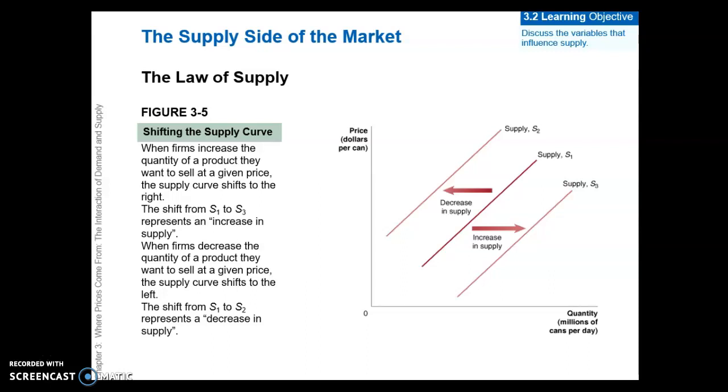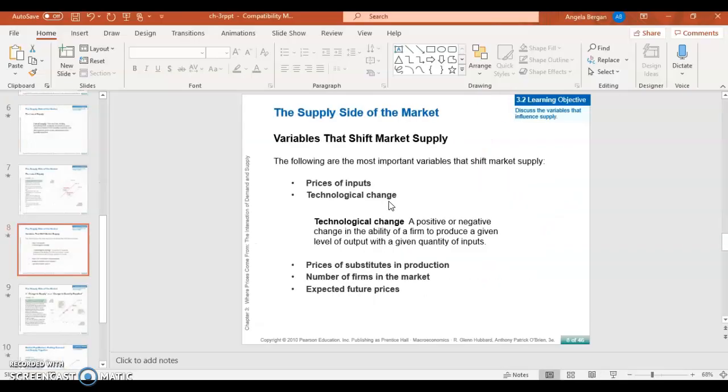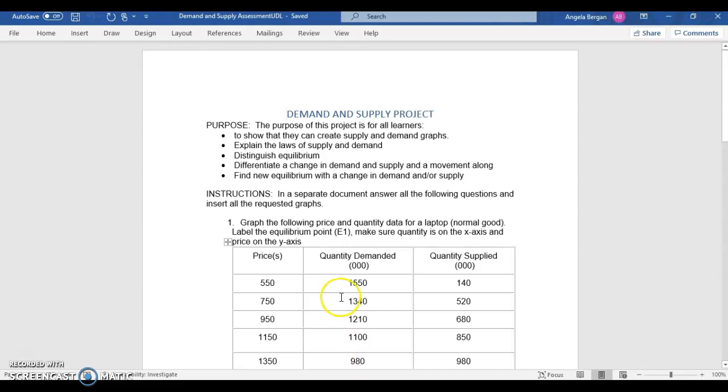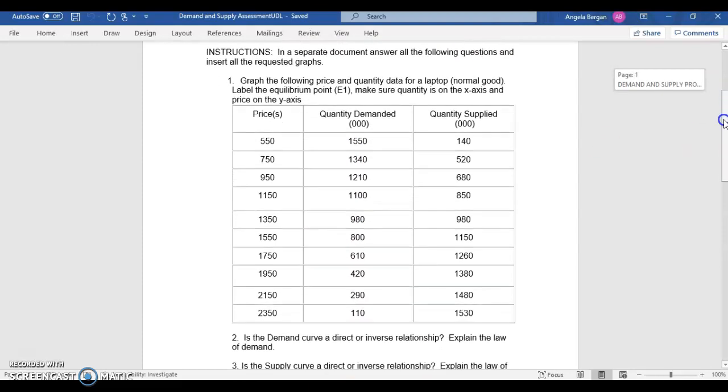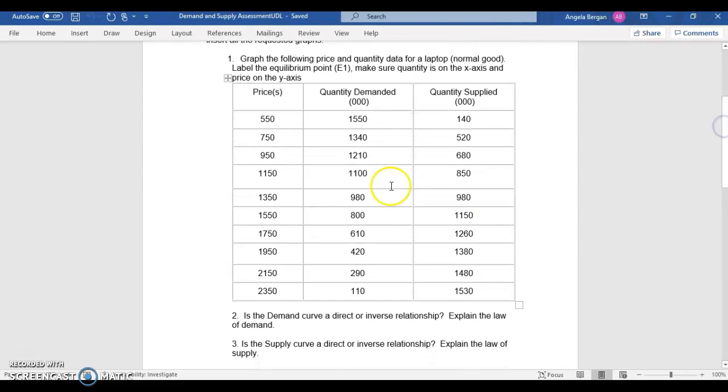And here again, we'll look at shifts. We start at S1. If there's an increase in supply, we go to the right. If there's a decrease in supply, we go to the left. These shifts of the curve will be brought about by factors that cause the supply curve to shift, which we'll deal with. So let's look at the assignment now. The assignment is going to ask you to draw the supply and demand curve.